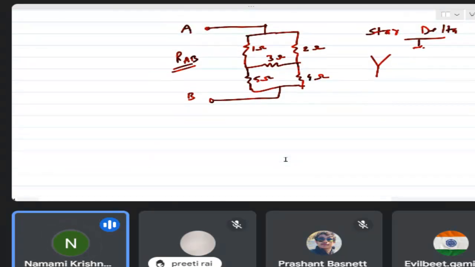Okay, no issue. So this is star connection and this is delta connection.